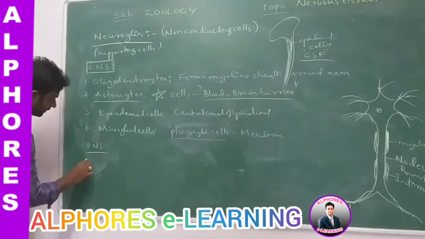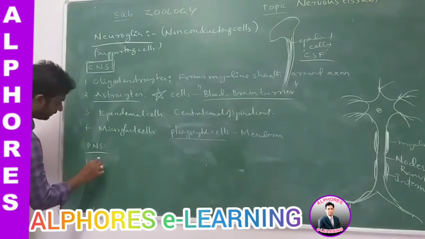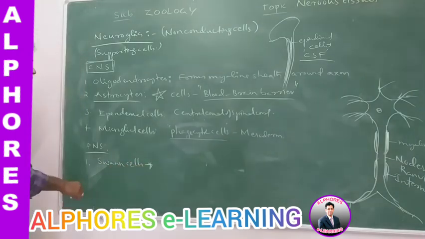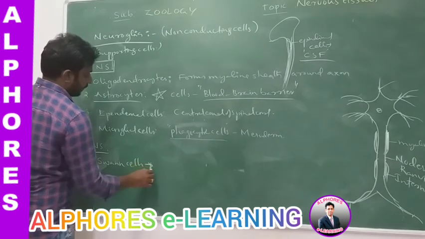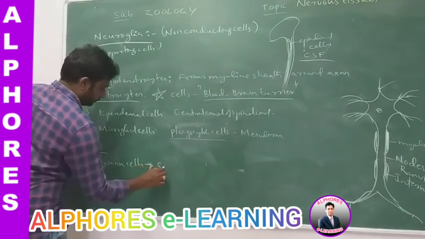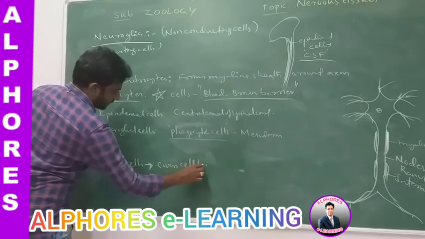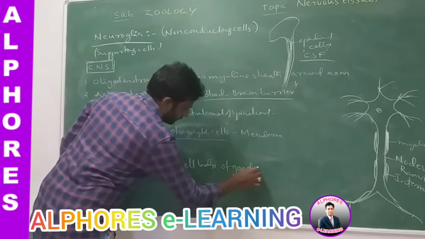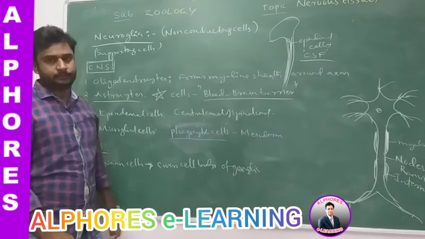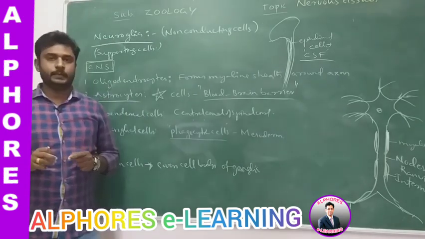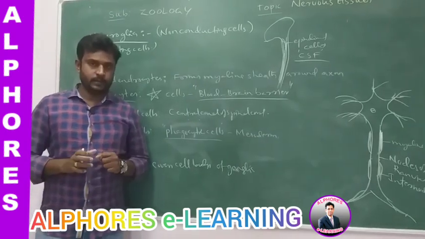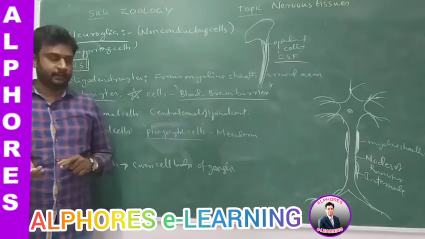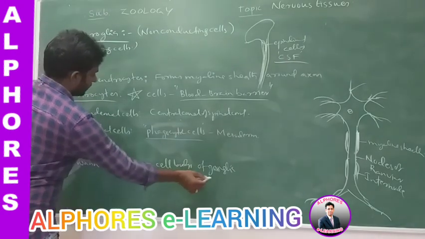In the PNS also, cells are present, which are called Schwann cells. Schwann cells cover the cell bodies of ganglia. What is ganglia? A group of cell bodies present in the CNS and PNS: in the CNS it is called a nucleus, in the PNS it is called ganglia. So Schwann cells cover the cell bodies of ganglia.